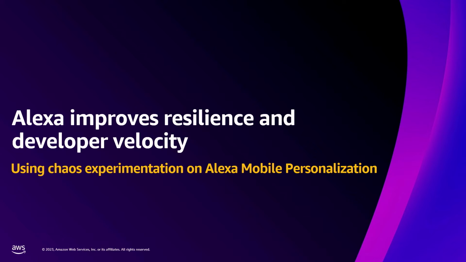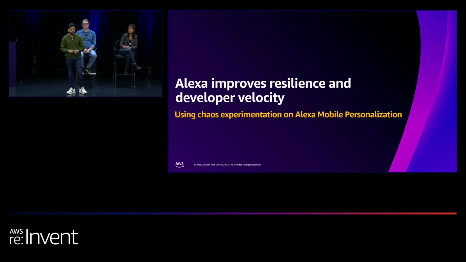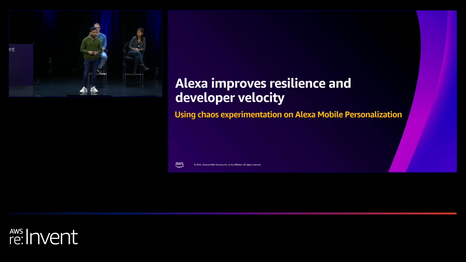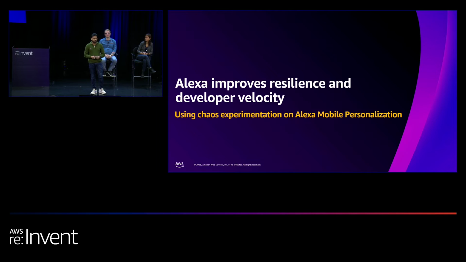All right. Let's do a quick hand raise and see how many of you are here using the Alexa mobile app. I see a few hands. All right. Today I will be discussing how Alexa has improved their resiliency and their developer velocity, in particular with an example of Alexa mobile personalization. I'm Avinash Kolluri. I'm a senior solutions architect with AWS. I'm supporting Amazon as a customer of AWS and primarily working with Alexa and devices.